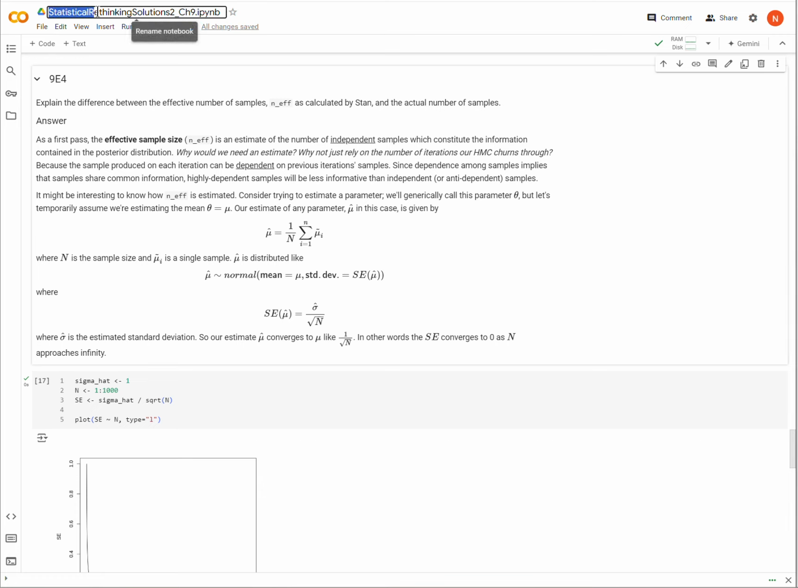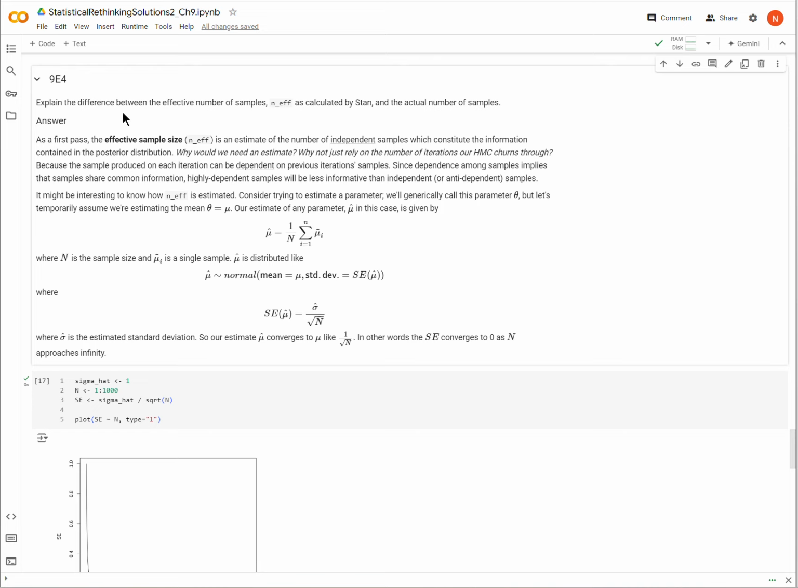Okay, so we are in the second edition of Statistical Rethinking. We're in Chapter 9 in the easy questions, and we're on question 9E4. So here's the question. Explain the difference between the effective number of samples, or N sub EFF for effective, as calculated by Stan, and the actual number of samples.